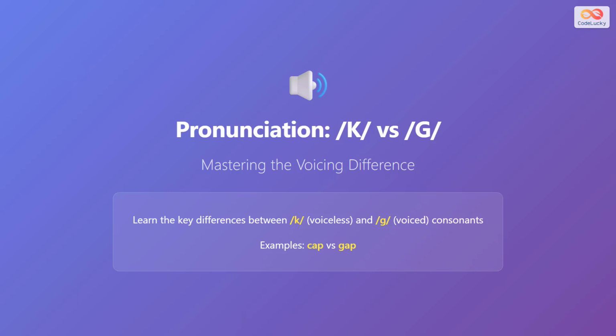In this lesson, we will explore the pronunciation differences between the K and G sounds. These two consonants are very similar, but there is one key difference that makes them sound completely different. By the end of this lesson, you will be able to hear and produce both sounds correctly.